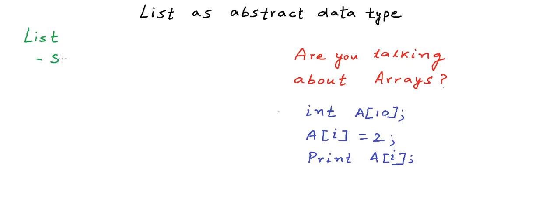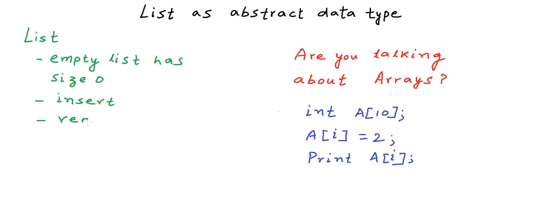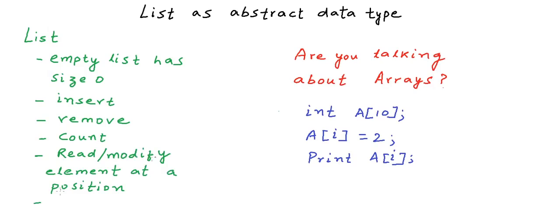So the features of my list are that I'll call my list empty if there are no elements in the list. I'll say the size of the list is 0 when it is empty, and then I can insert an element into the list, at any position in the list and in an existing list. I can remove an element from the list. I can count the number of elements in the list, and I should be able to read or modify an element at a particular position in the list. And I should also be able to specify the data type for the list. While creating the list, I should be able to say whether this is a list of integers or a list of strings or floats or whatever.